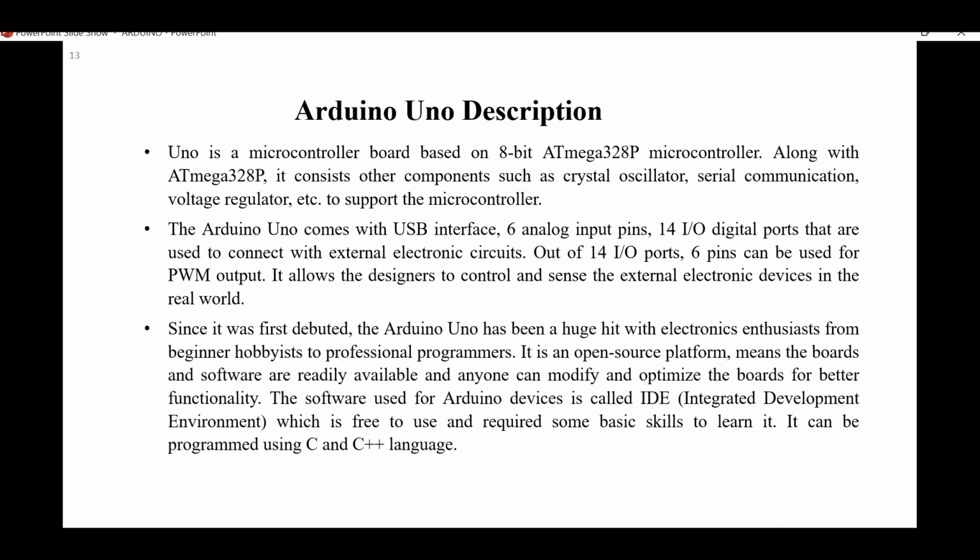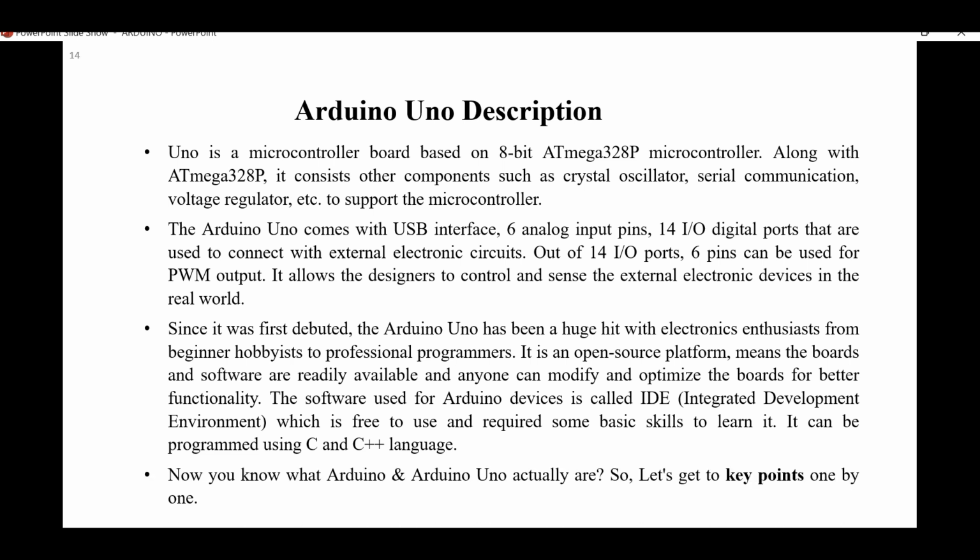For Arduino Uno, we are using a programming software that is the Arduino IDE. IDE means Integrated Development Environment. We are using embedded C language in this Arduino IDE. By using this language, we can write the programs. Next, we will see some key points in the upcoming slides.